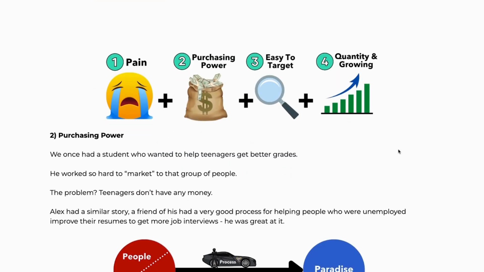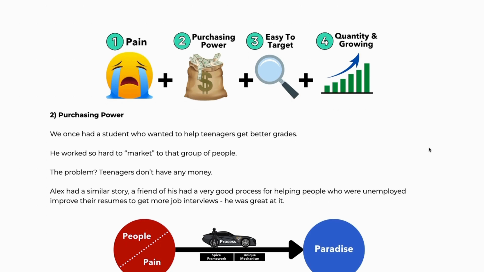The second one is purchasing power, okay? Purchasing power refers to whether the market you're going into, the dream customer, the dream client, the people you're going to be serving, actually have the power to purchase what you are offering. We once had a student who wanted to help teenagers get better grades, and he was marketing to teenagers. Well, the problem is that teenagers don't have any money, right? If you're marketing to the parents, that might have been a different story.